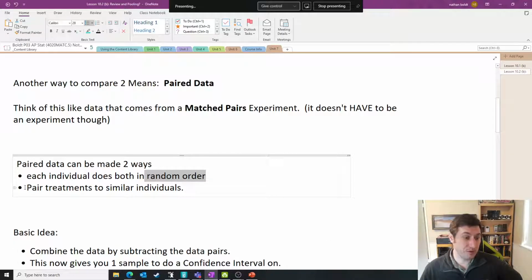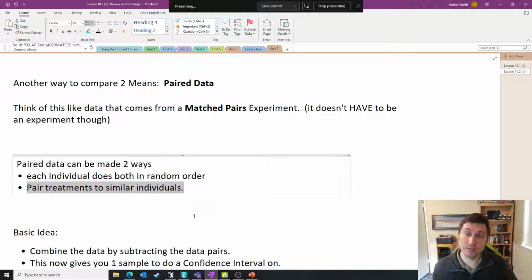Or you can pair treatments to similar individuals. So I could take the highest grade in the class and the second highest grade in the class, pair them together, and then randomly assign music, non-music. Then I take the next two highest grades. They're similar. And then randomly assign music, non-music. I'm hoping that kind of thing sounds familiar. We talked about matched pairs before. Those would be scenarios where we would have data that is paired together.